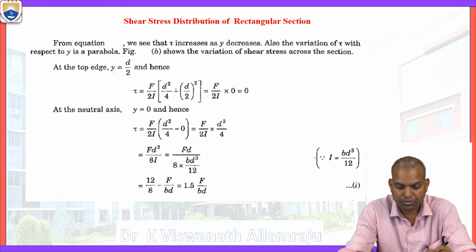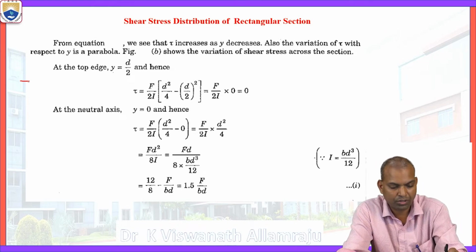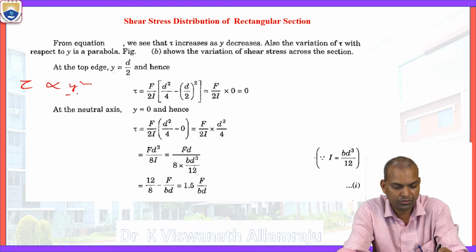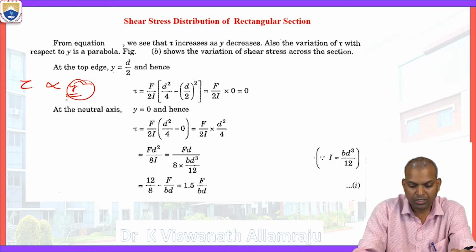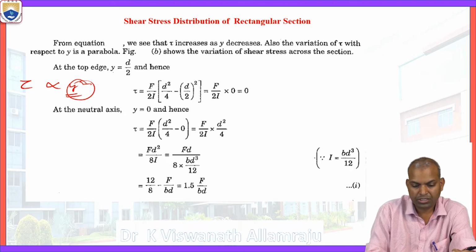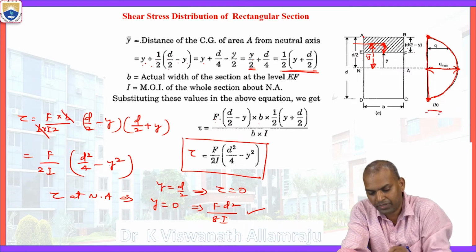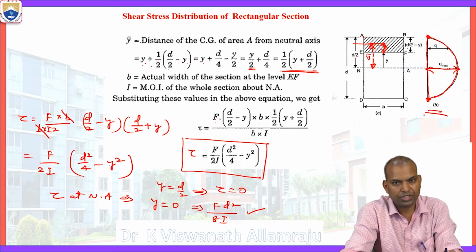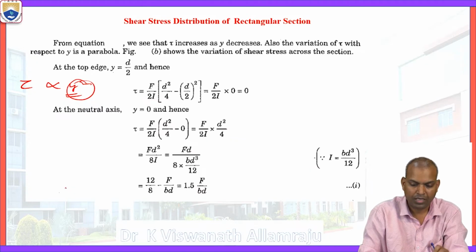The variation of the tau with respect to y takes place with respect to y square. That is what? It is a parabola. That's where the parabolic curve comes from. So this shows the variation of the shear stress. This curve, this figure B, indicates the variation of the shear stress across the section. Which section here? A rectangular section.